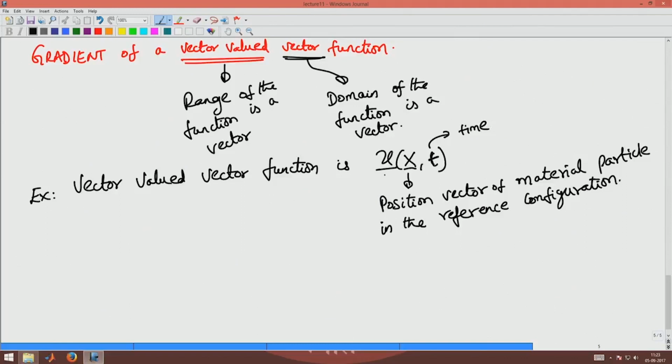U is the displacement field. This is a material representation. This is a material representation of the displacement field. Okay. So, this is an example of a vector valued vector function.